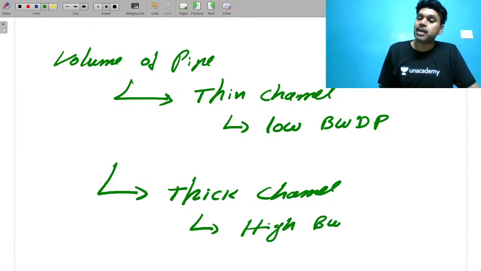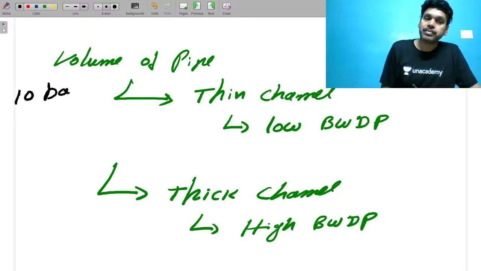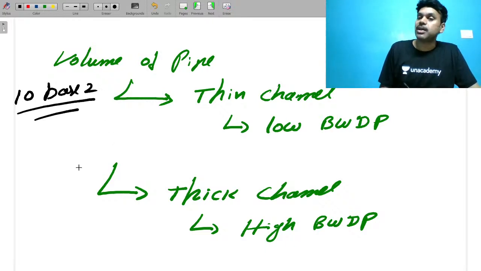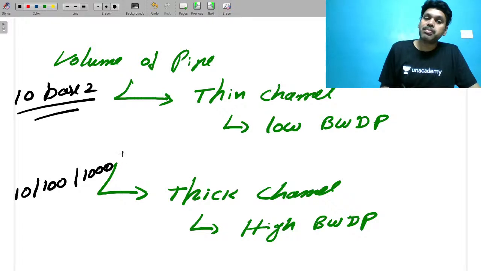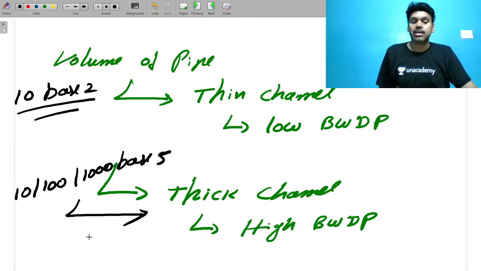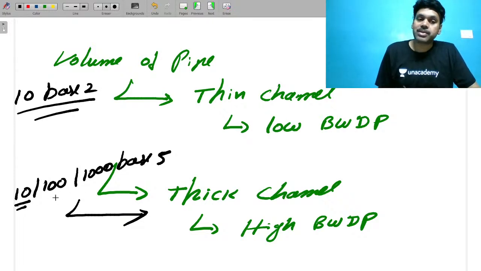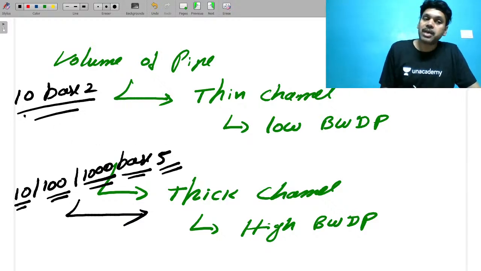High bandwidth delay product. So in Ethernet, if you consider 10Base2 is your thin channel, 10/100/1000Base5 is your thick channel. So what is a 10? 10 Mbps. What is a 100? 100 Mbps. What is a 1000? 1 gigabit per second. What is the base? Baseband signaling. What is the 5? 500 meters. And here what is the meaning of 10? 10 Mbps. Base means baseband signaling.